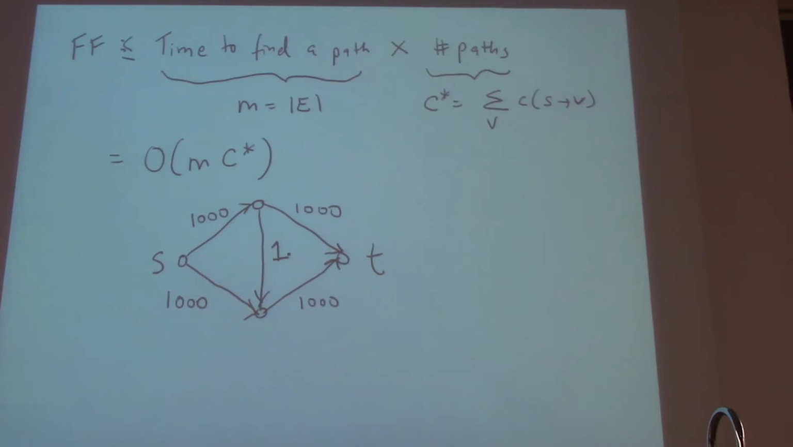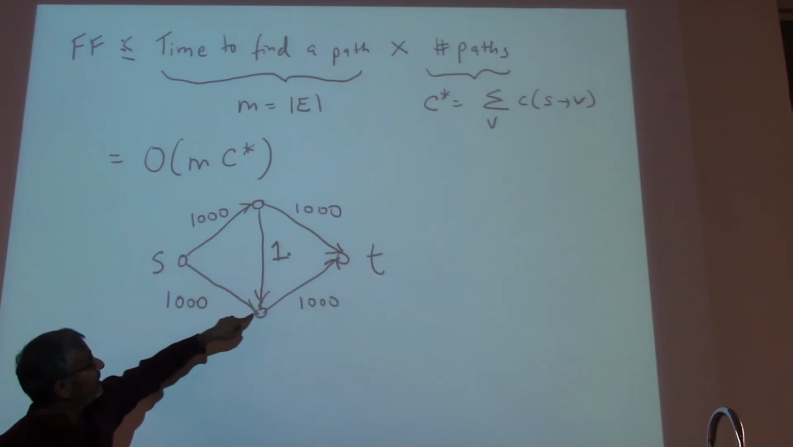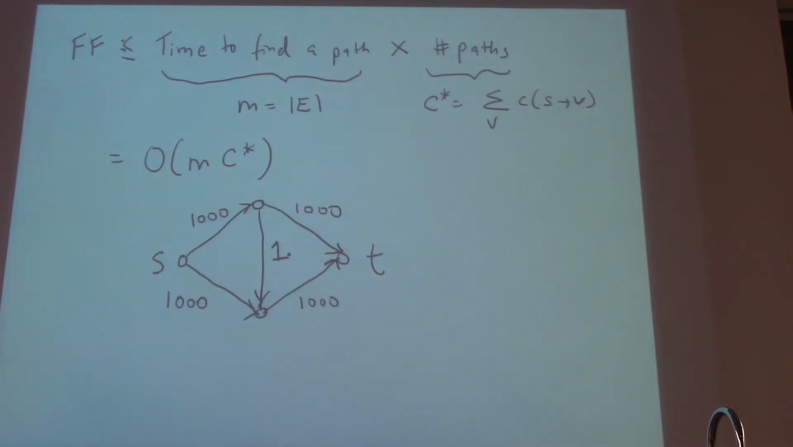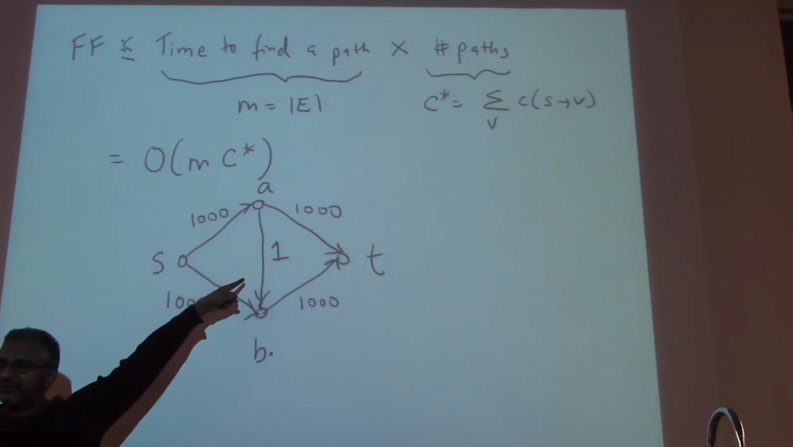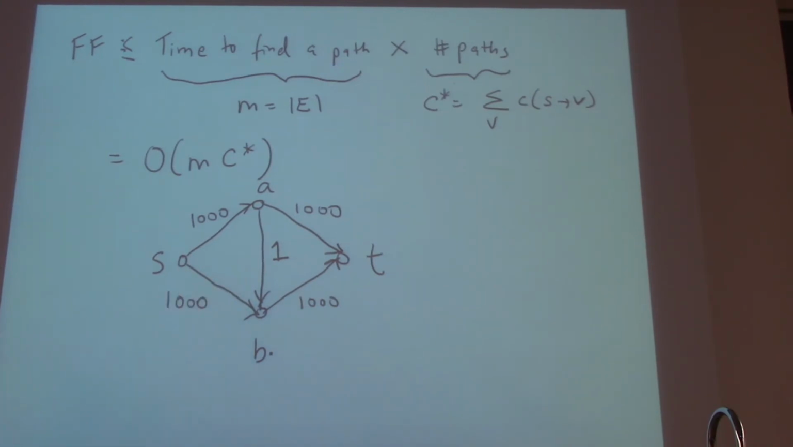But what could happen? For some reason unbeknownst to us, because we didn't tell Ford-Fulkerson how to complete their augmenting path, they might decide to go this way. How much flow would that augmenting path push? If I go from S to A to B to T, how much flow can you push along that path? Why? Because this is the bottleneck. So you push 1 unit along that path.